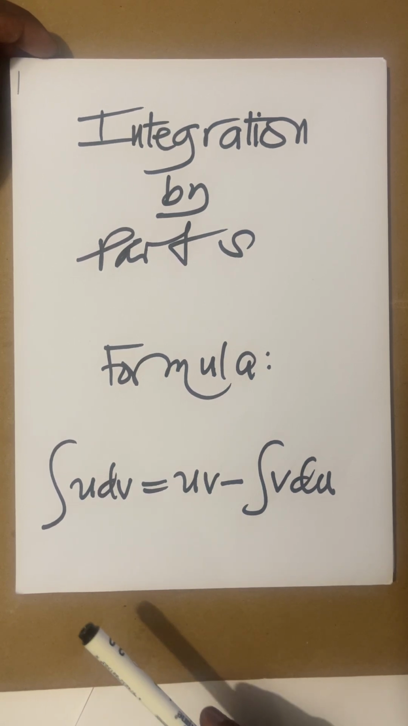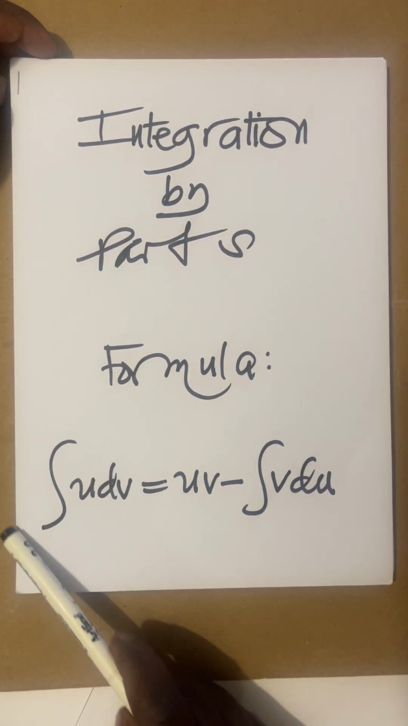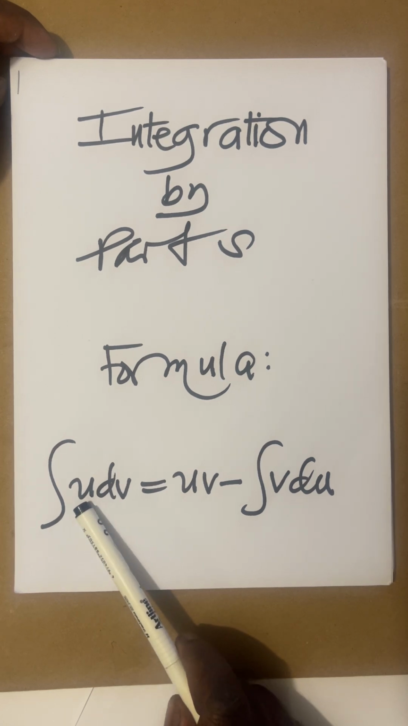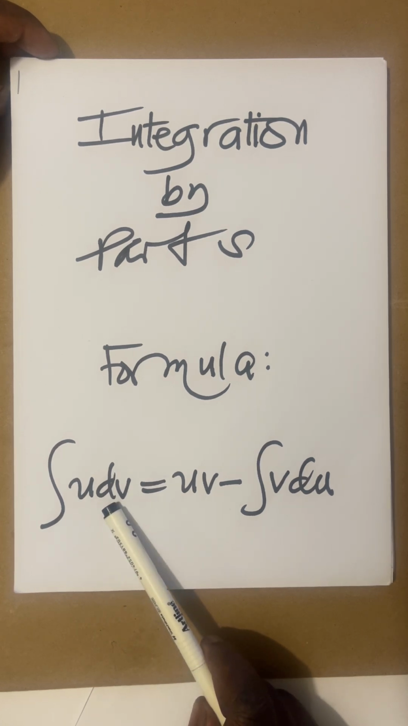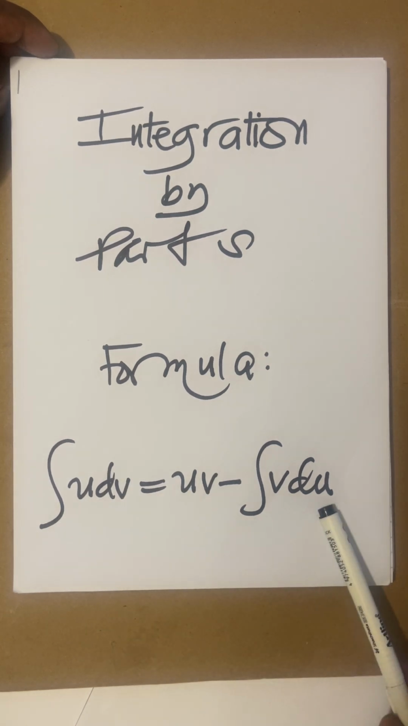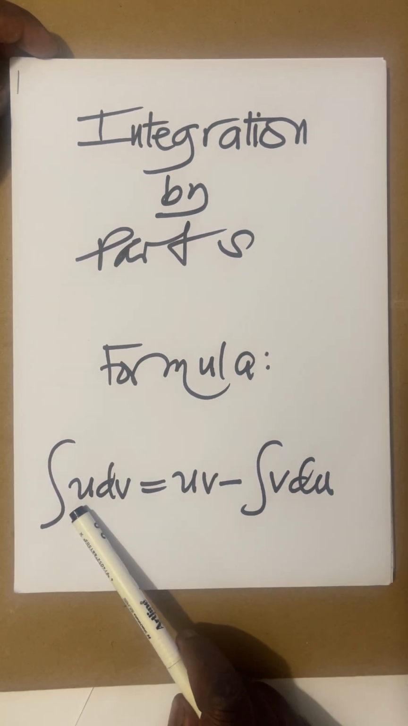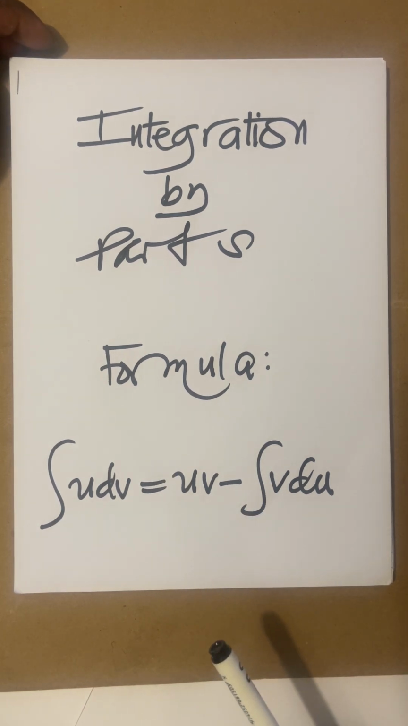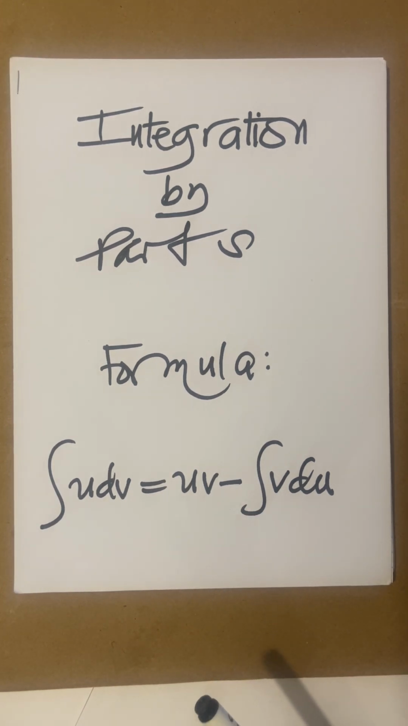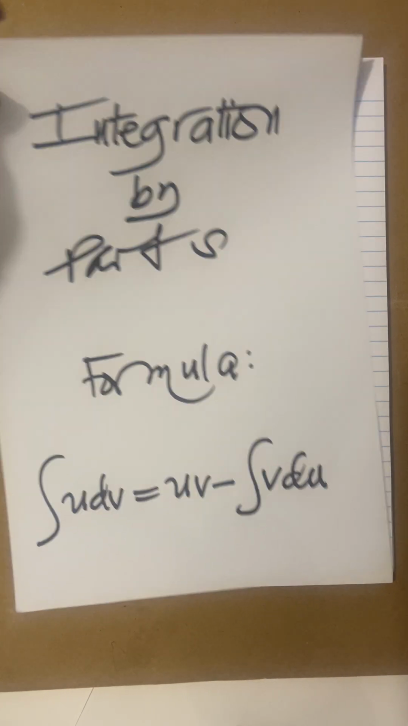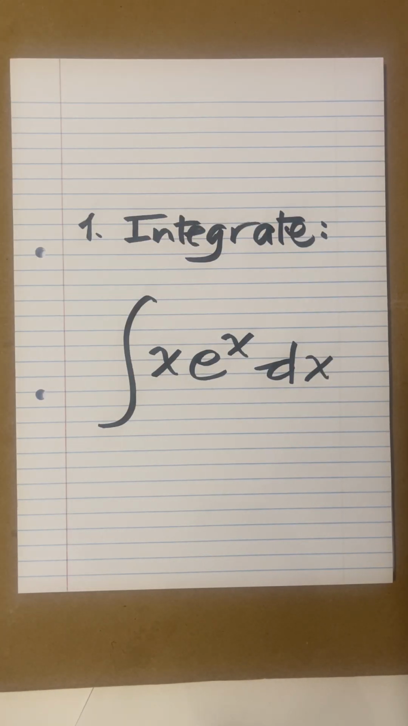So in other words, if you're given an integral, the task is to identify u and dv. And if you can identify u and dv, then this formula applies, where u has to be differentiated and dv has to be integrated. So in integration by parts, we employ both integration and differentiation. Right, so let's look at the first example then.